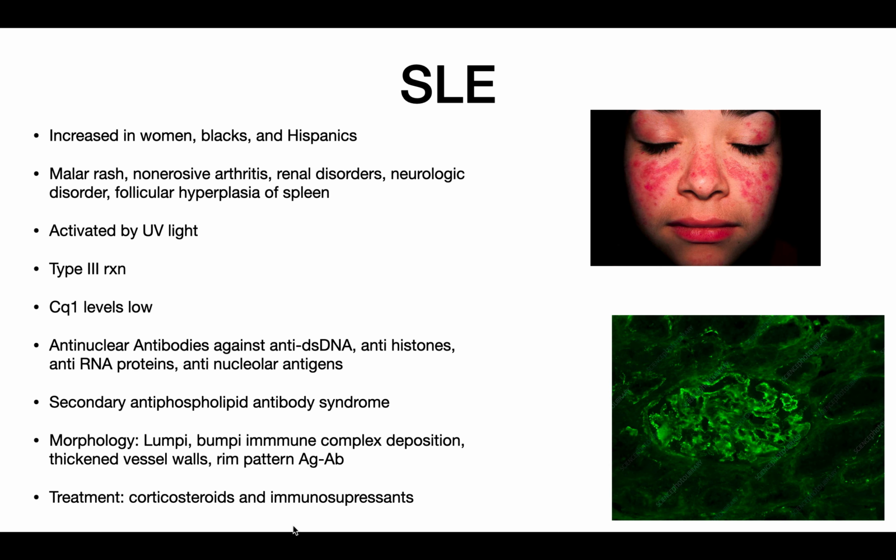How do we treat it? Corticosteroids and immunosuppressants. Corticosteroids to prevent more antibody formation, immunosuppressants to suppress the immune system from attacking the tissues.